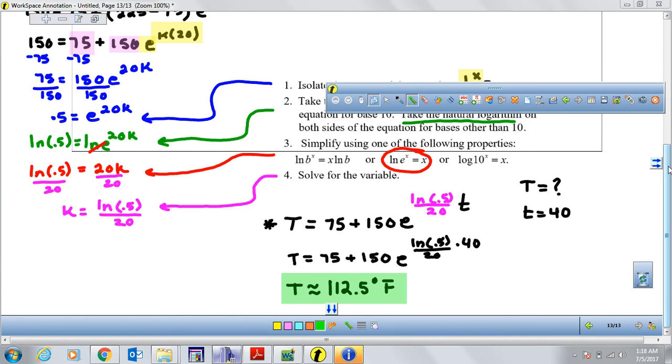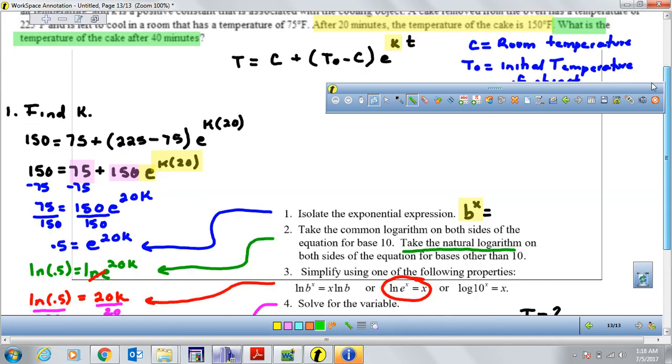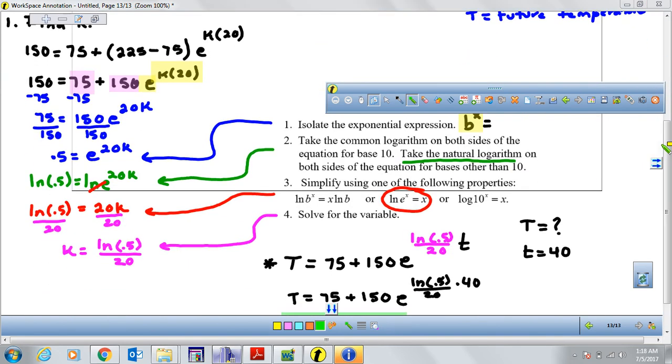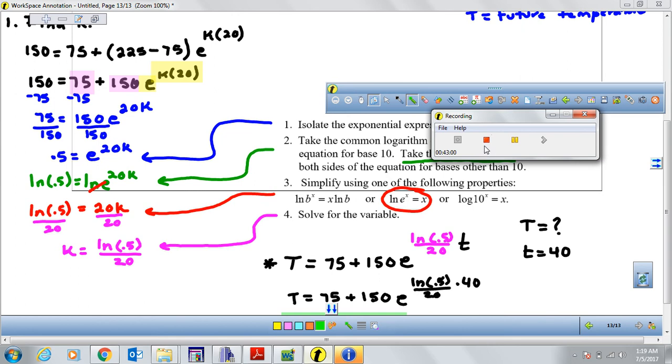And these are all the types of exponential models that we can talk about. We have the logistic growth models. We have the regular exponential growth or decay models that follow the formula A equals A sub 0 times E raised to the K times T. And we have Newton's law of cooling that we just did on this part. And that concludes section 4.5.